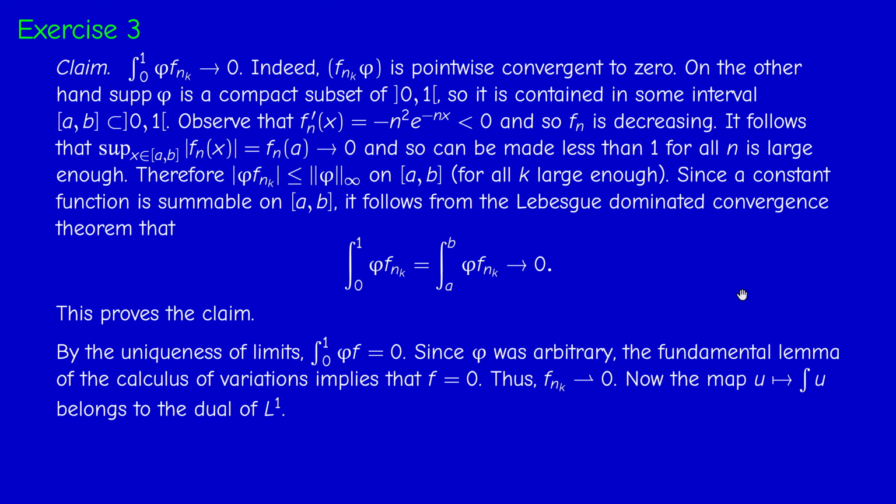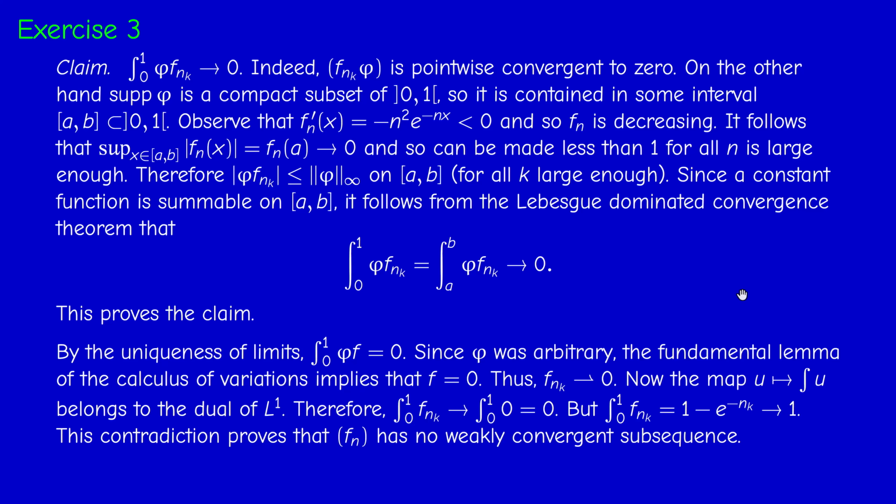Now, consider the linear operator that to each u associates its integral from 0 to 1. As you can easily check, this is a linear bounded operator, so it's an element in the dual of L1. So we should get that the integral of fnk should converge to the integral of 0, which is 0. But as you observe, the integral of fnk converges to 1. And this is a contradiction.